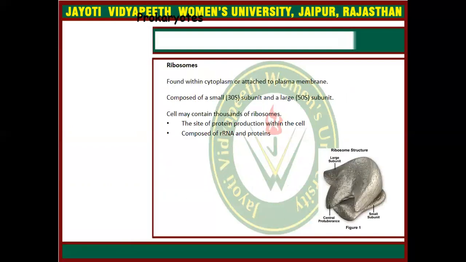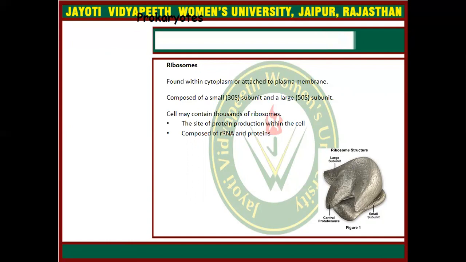Next is the ribosomes. Ribosomes are found within the cytoplasm and may be attached to the plasma membrane. Most ribosomes are found on the outer layer of the endoplasmic reticulum. The two kinds of endoplasmic reticulum are smooth ER and rough ER. I am talking about the eukaryotes, not the prokaryotes. In eukaryotes they are found on the ER, but in prokaryotes they are distributed all over the cytoplasm.